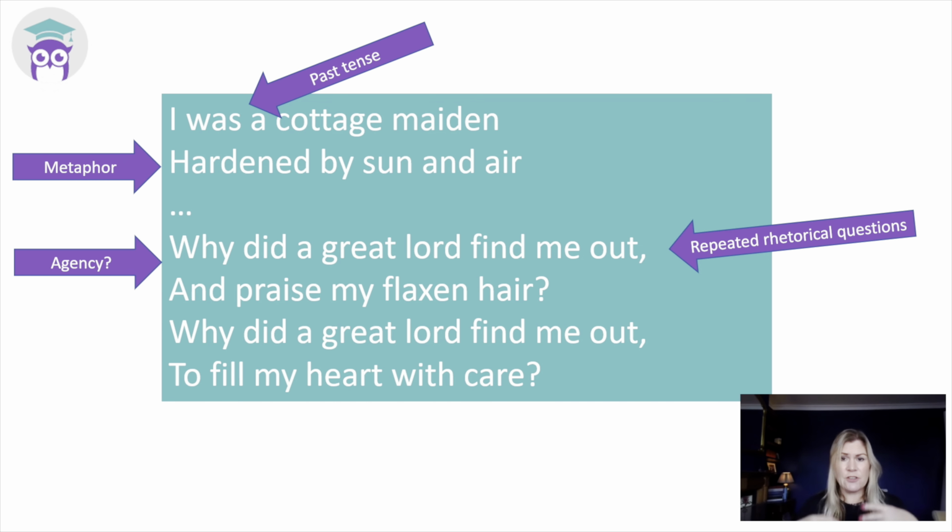And she repeats these rhetorical questions. "Why did a great lord find me out and praise my flaxen hair? Why did a great lord find me out to fill my heart with care?" So there's a real sense of his accountability, that she would have been fine had he left her well alone. She wasn't able to say no to him. But the end of this stanza with a metaphor, "to fill my heart with care," does actually tell us that she had feelings for him, that she did love him, which makes the heartbreak that's going to happen later on in the poem even more powerful.